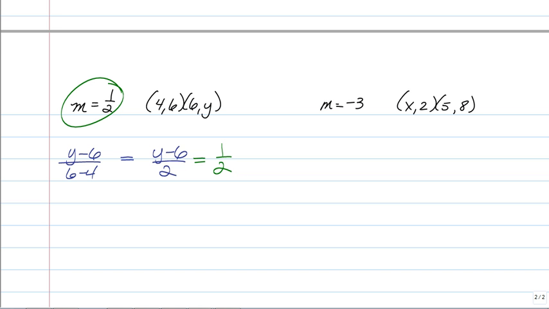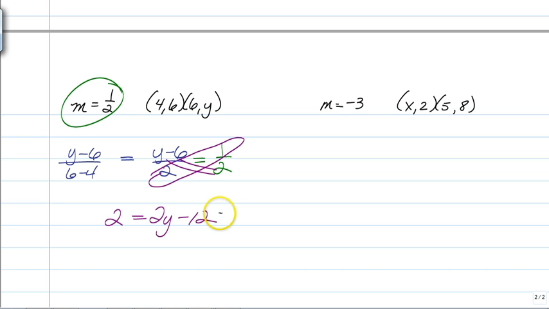Well, how would you do that? All you need to do is good old-fashioned cross multiplying. 2 times 1 is 2, and that's equal to 2 times y is 2y. 2 times a -6 is a -12. Add 12 to both sides, so 14 is equal to 2y, so y is equal to 7. And that's how you find a missing coordinate when given one coordinate and a slope.